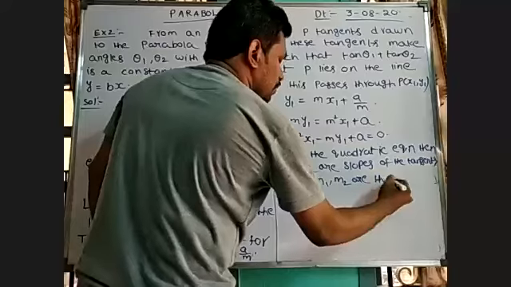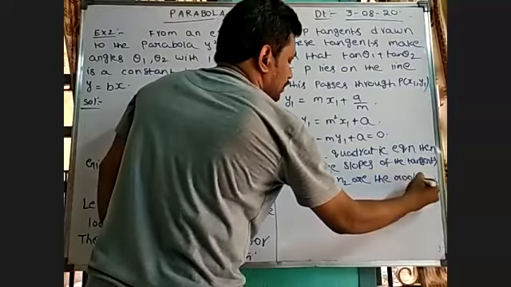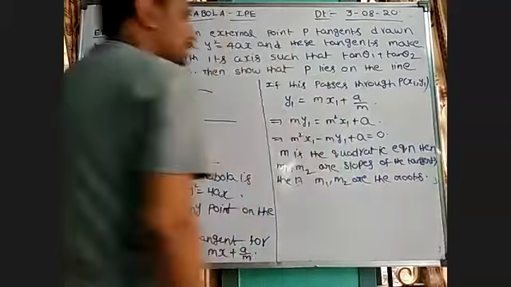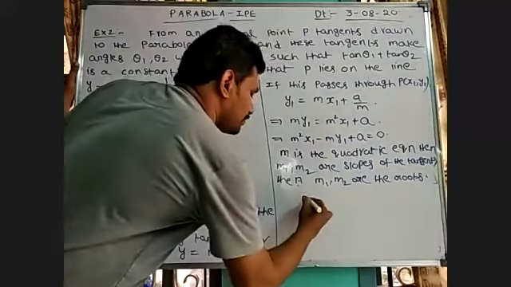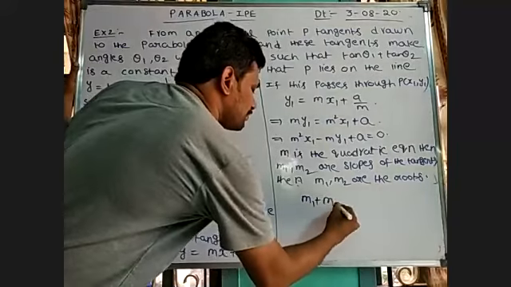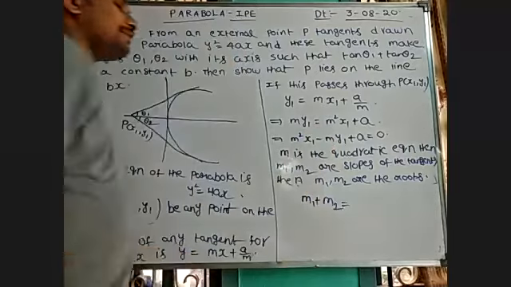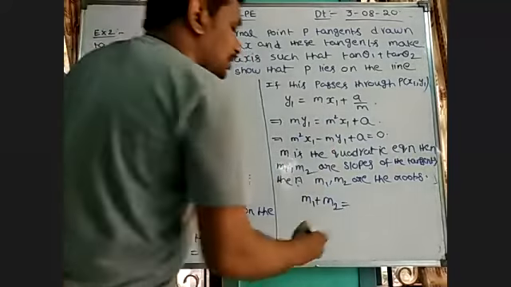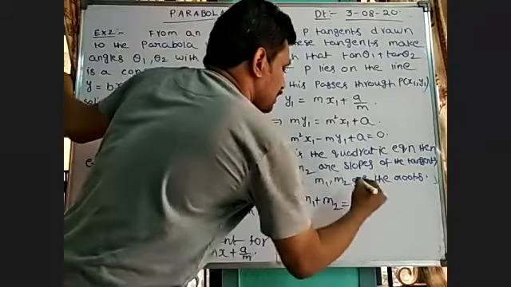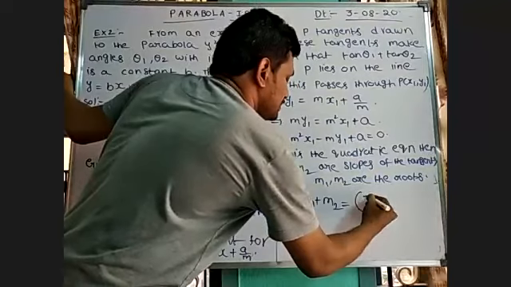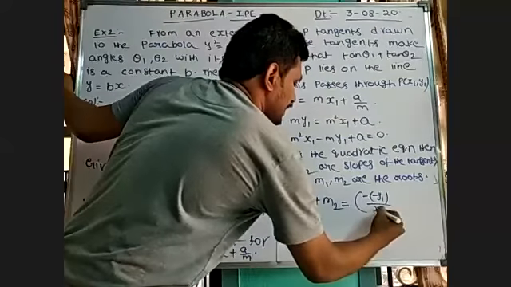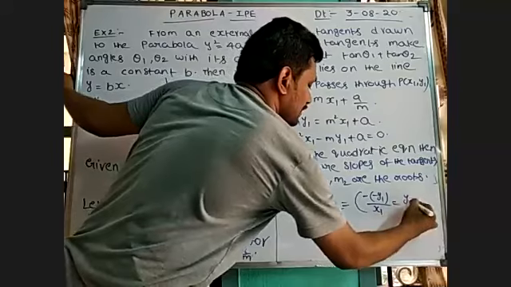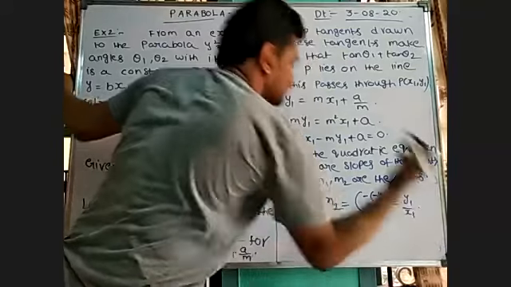Are the roots. Okay, we take them. m1, m2 are the roots. If m1, m2 are the roots, m1 plus m2 equals what? From this quadratic equation, m1 plus m2 equals, from this value, minus of minus y1 by x1. Okay, from this what we write? y1 by x1 we are writing.